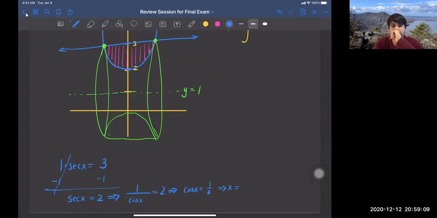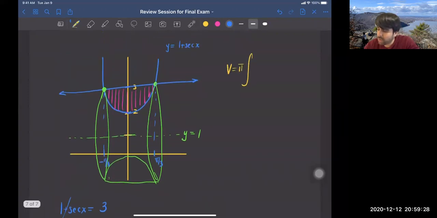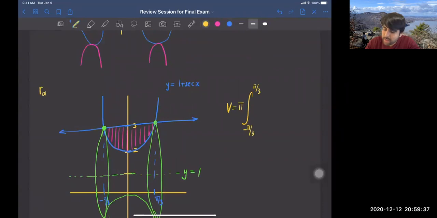What is cosine of what angle gives me a half? So cosine of pi over 3. That's right, 60 degrees. So this is pi over 3, and this is going to be negative pi over 3. Same thing. So then my interval is going to be from negative pi over 3 to pi over 3 of what? What's my outer radius? Hard part. What's the outer radius, and what's the inner radius?